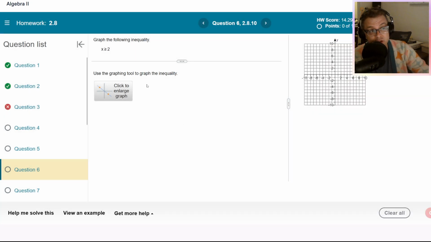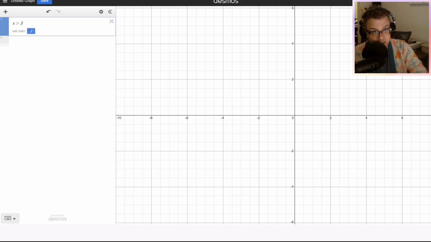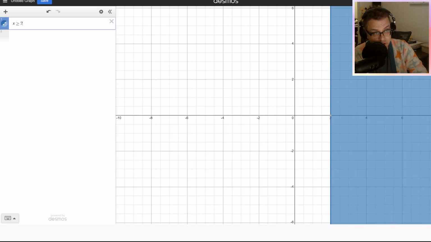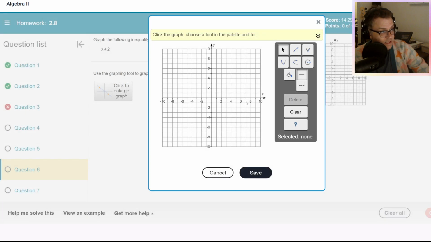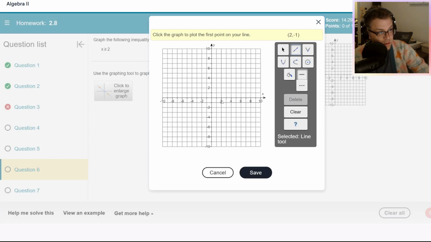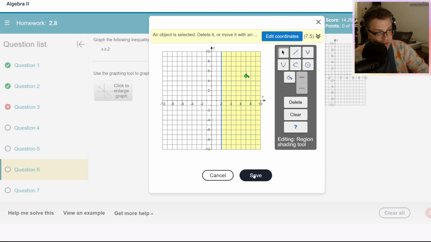Now x is greater than or equal to 2. So one more time, x is greater than or equal to 2. That means x can be 2. It could be 2.1, 2.3, whatever. It could be 2 and up to infinity. It just can't be 1.9999. So it's going to be a vertical line that starts on 2. It goes up, and then you paint bucket everything to the right of it.